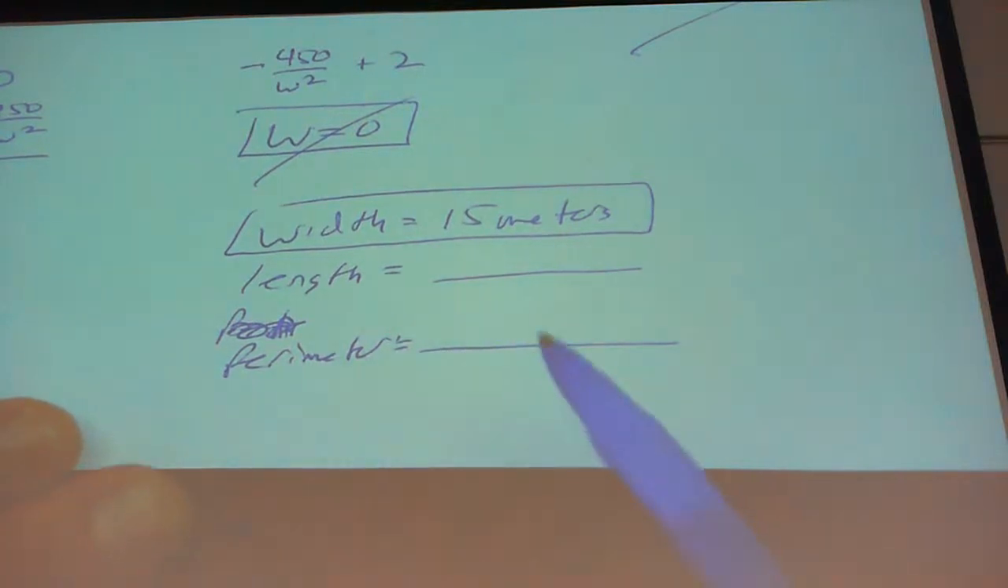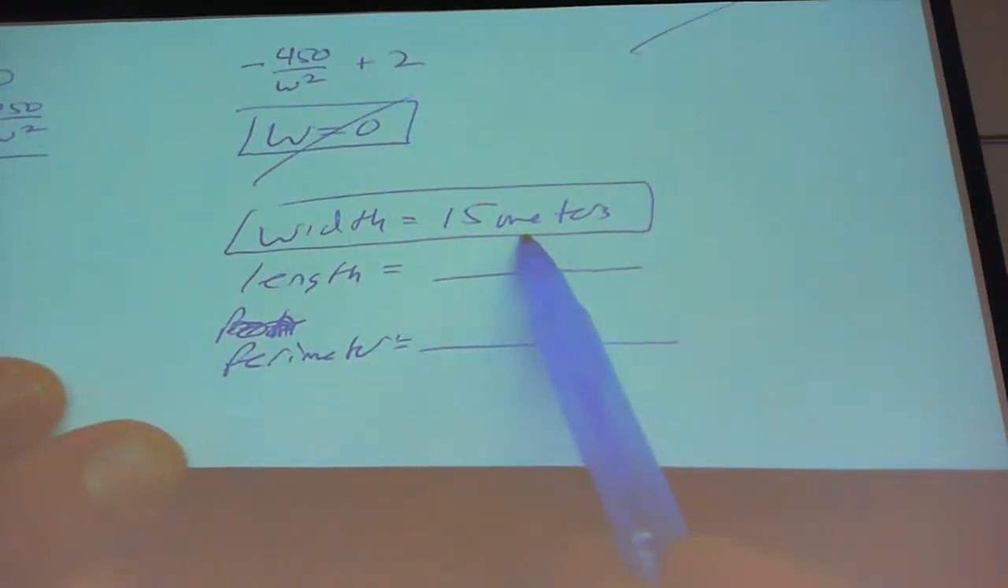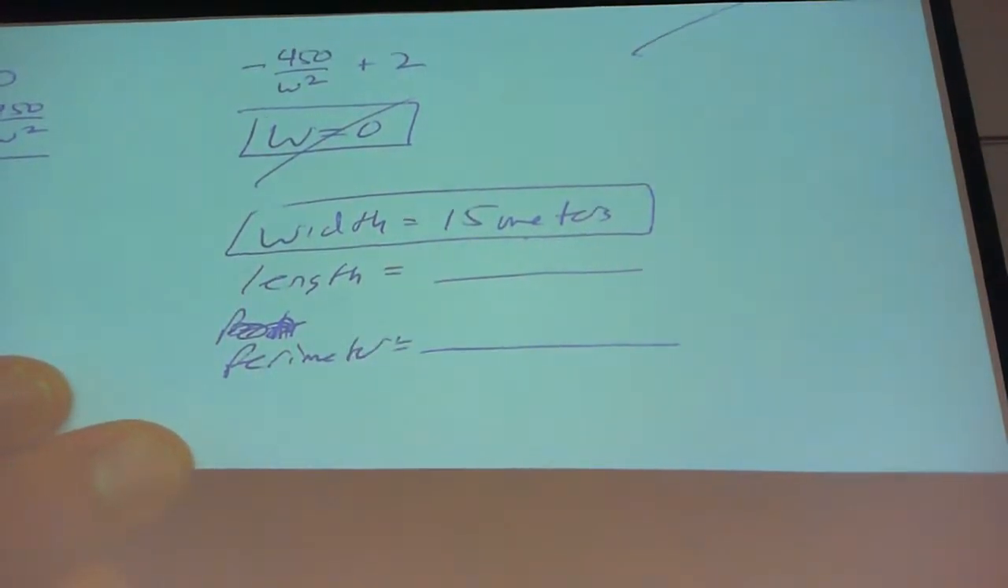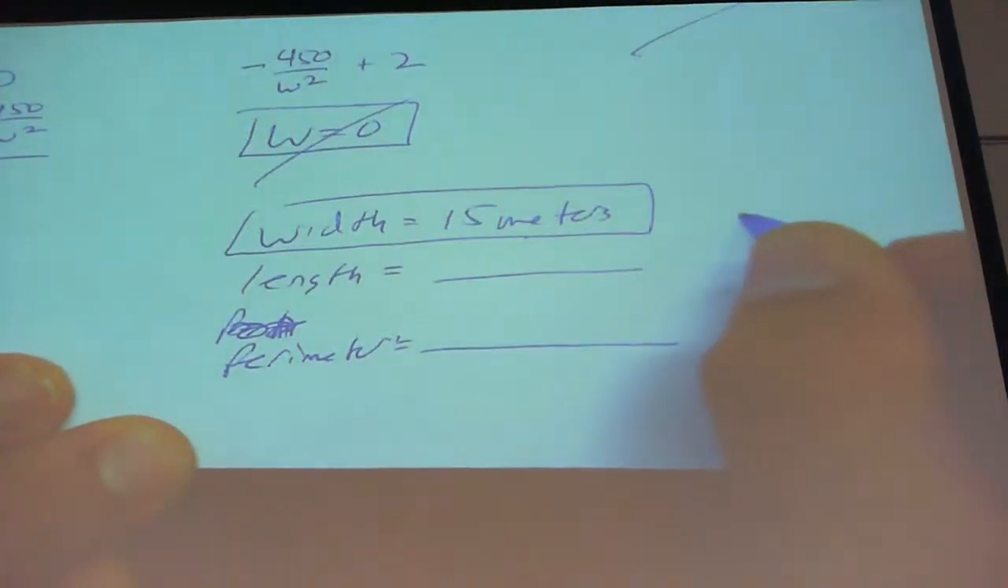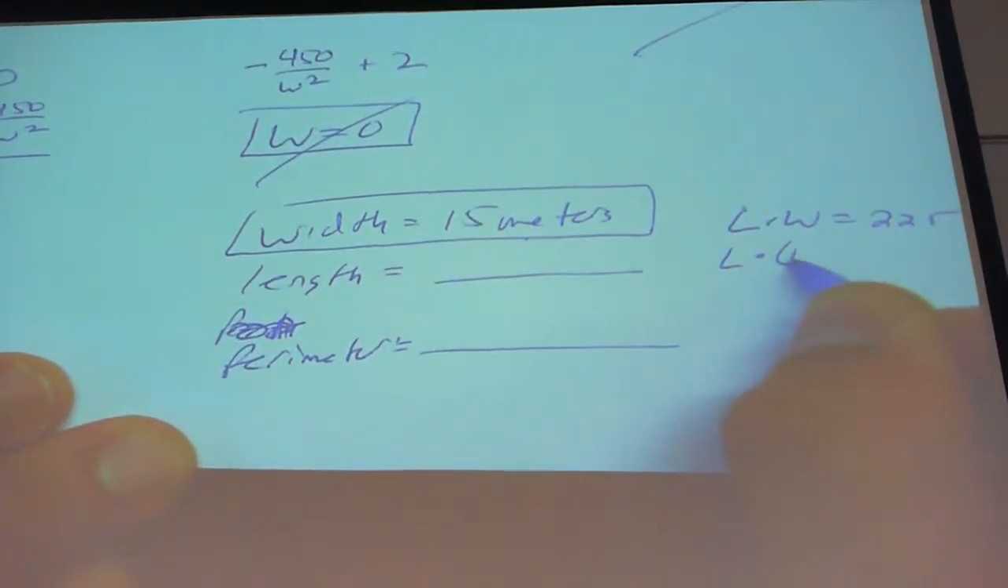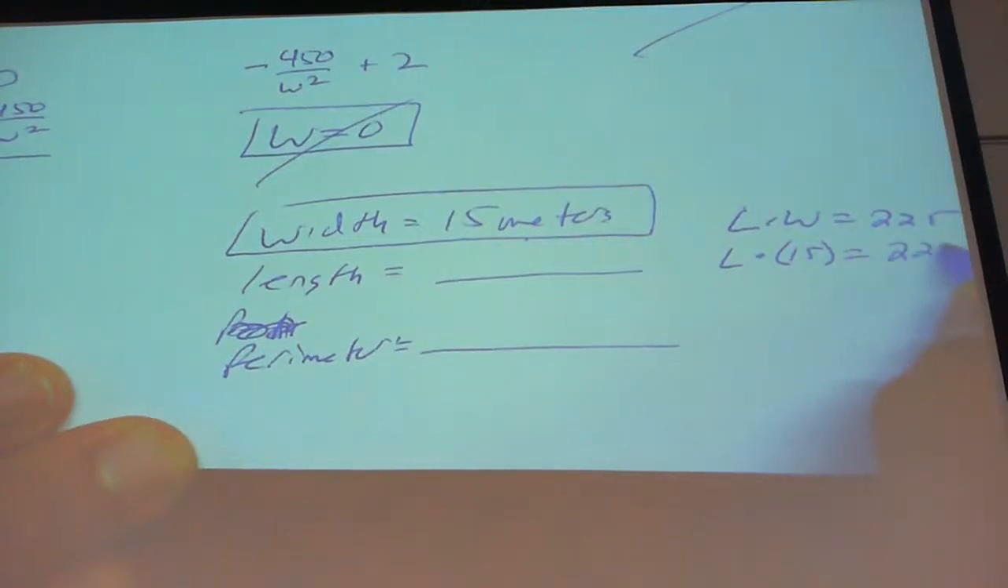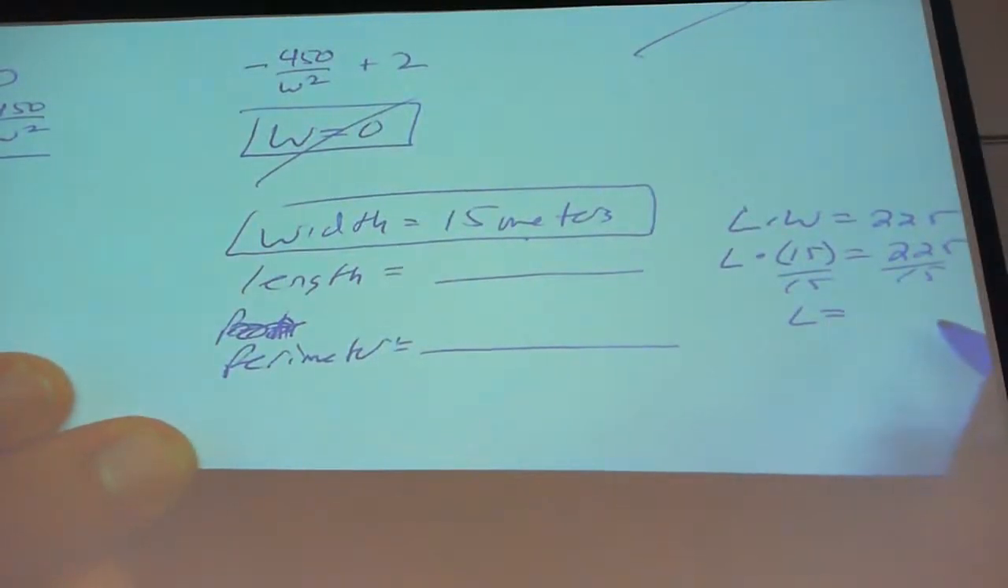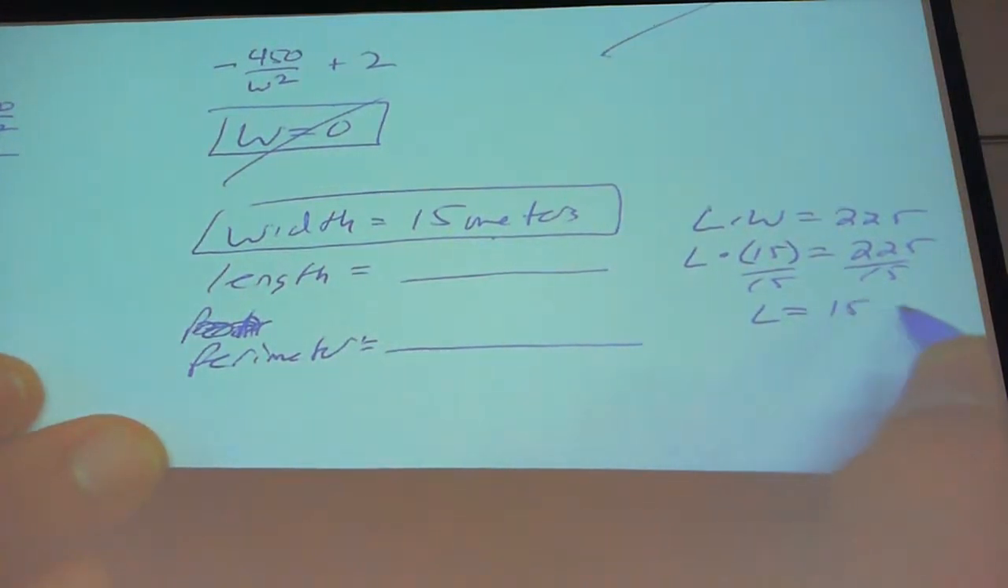Okay, so if I have the width, what will I use to find the length? The original. Which original? Area. Yep, L times W is 225. If I know that L times 15 is 225, divide by 15, divide by 15, what do we get for L? 15.